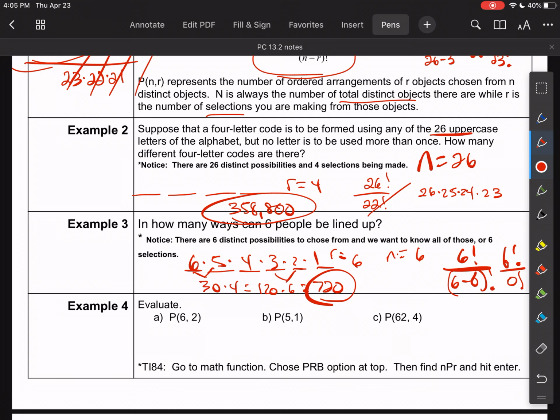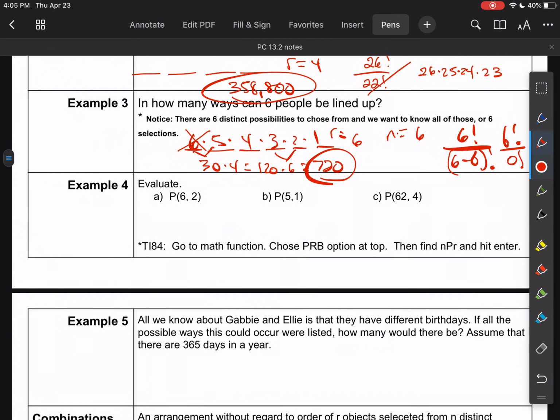If I said 5 people, that would be very easy to figure out. 5 people is quite a bit less. It's interesting how that changes. We wouldn't include the 6, so it would be 20 times 6, which is 120, right? So only 120 possibilities if there's 5 people. It grows pretty quickly there.